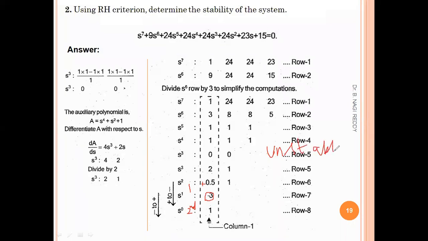If he also wants the comment on roots, then you can see 2 sign changes are there. So on the right half of S plane, 2 poles definitely will be there. Out of 7 poles, 2 poles will be on the right side of S plane because 2 sign changes are there. So this is how we can do the second case of the Routh-Hurwitz process.